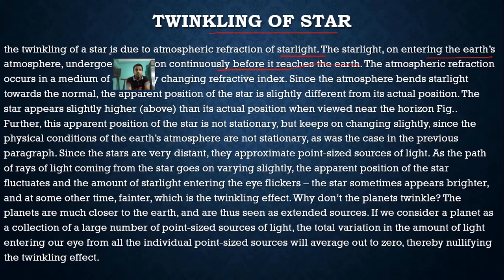The starlight that is entering the Earth's atmosphere undergoes refraction continuously till it reaches our eye. Till reaching our eye, it must have refracted about a million times. The atmospheric refraction occurs in a medium of gradually changing refractive index. Since the atmosphere bends starlight towards the normal, the apparent position of the star is slightly different from its actual position. And as the star is very far away from us, that slight difference can be of a million or billion kilometers also. The star appears slightly higher than its actual position.